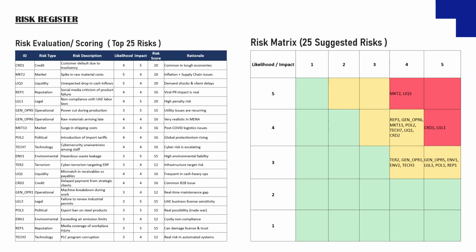Here is the evaluation and scoring for the top 25 risks based on likelihood and impact. Also, we have examples for our top 25 risks, such as equipment failure, supply disruption, compliance gaps, and market fluctuation. This list is dynamic and must be regularly updated to reflect our evolving business reality.